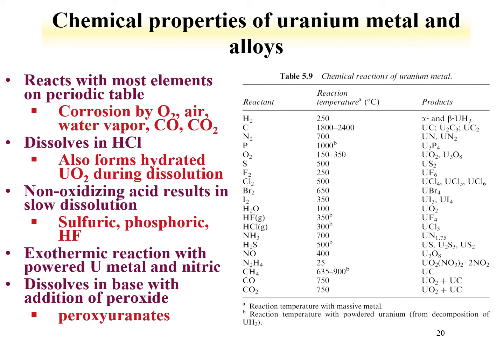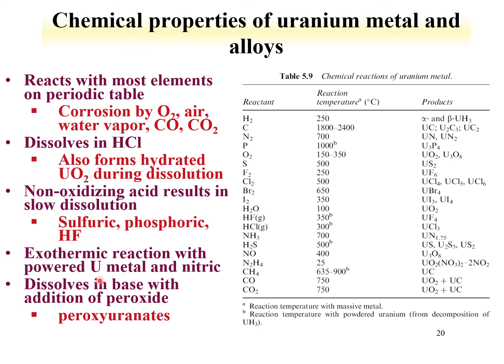The chemical properties of uranium metal and its alloys are listed here. You can form alloys or intermetallics with a lot of the elements on the periodic table. The metal itself can be corroded by air, water, even under elevated temperature with carbon monoxide. This often means that if you store uranium metal, you store it under oil, so it prevents air interactions. The metal dissolves in HCl, and non-oxidizing acids can result in slow dissolution.